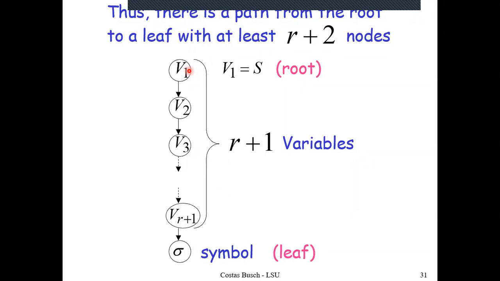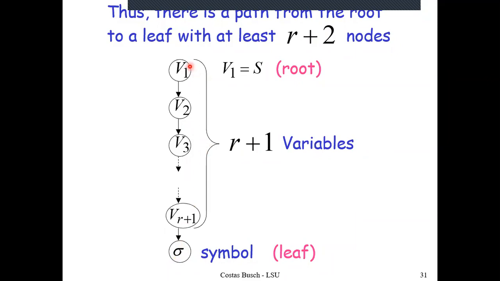So when I say that the height of the tree is r plus 1, it means that the number of nodes along the longest path is r plus 2. One thing is for sure, that the last node is going to be a leaf. So if it is a leaf, it means that this is a terminal symbol. So out of r plus 2 nodes, r plus 1 nodes have labels that are variables, and only the last node has its label as a terminal.